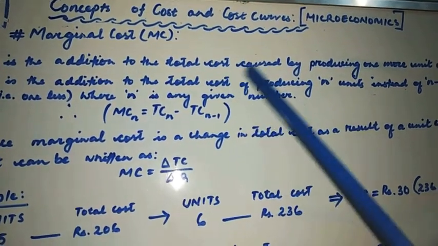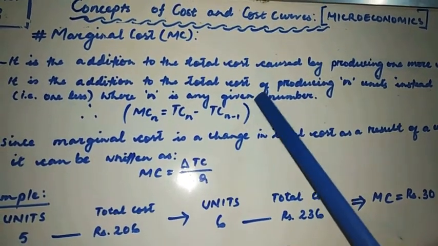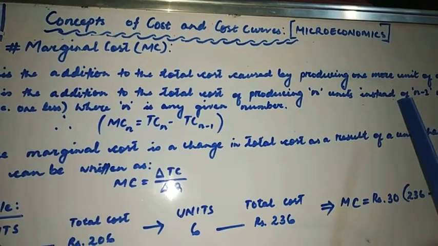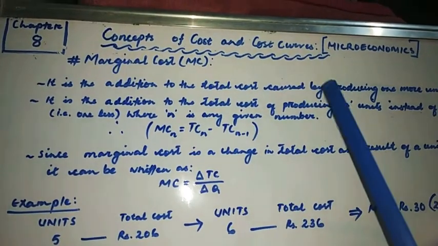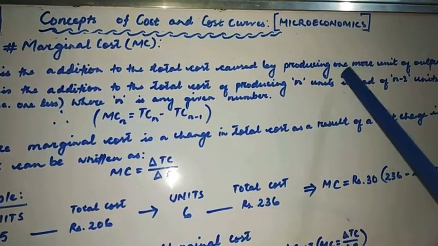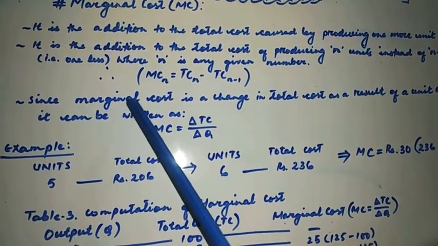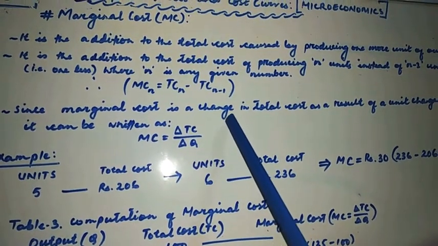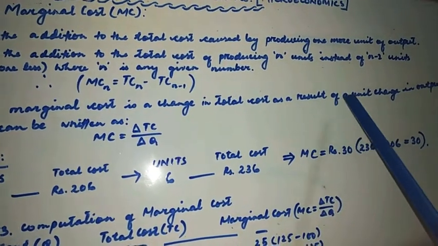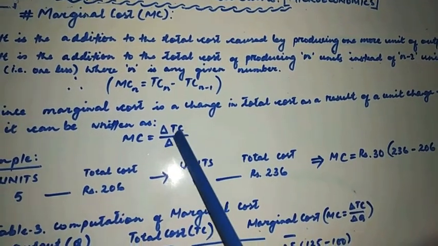So n minus 1 means producing one less unit. So it is the addition to the total cost of producing n units instead of n minus 1 units, that is one less. In short, in simple words, it is the addition to the total cost which is caused by producing one more unit of output. So again, marginal cost is a change. Since marginal cost is a change in total cost as a result of the unit change in output, we can rewrite MC equals change in total cost divided by change in output.